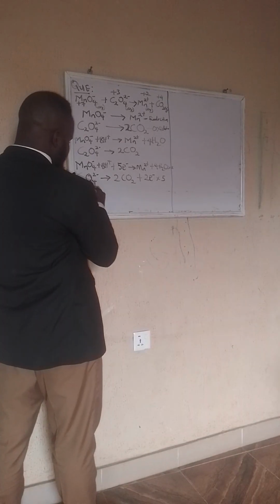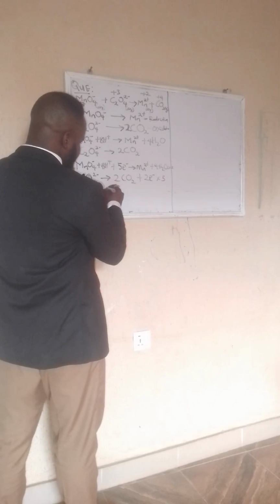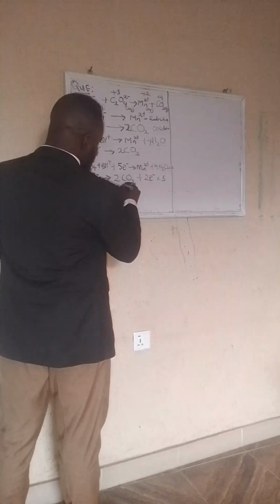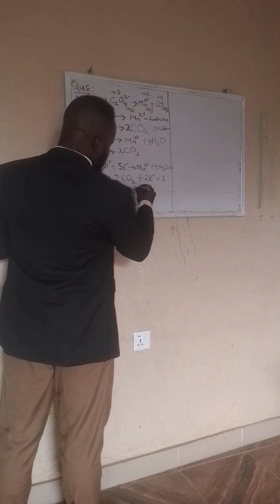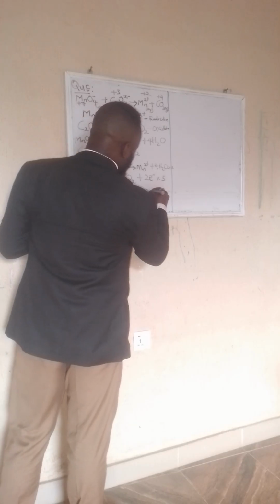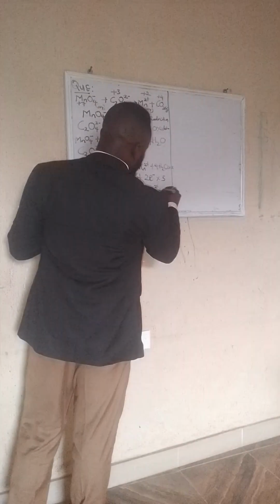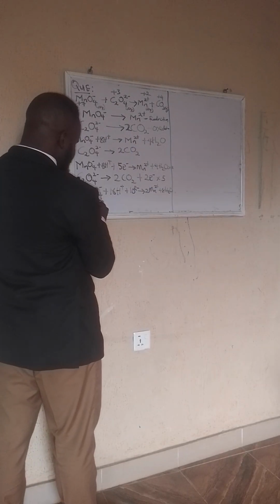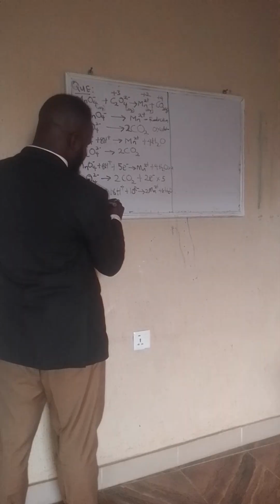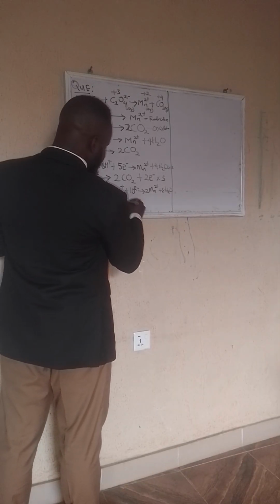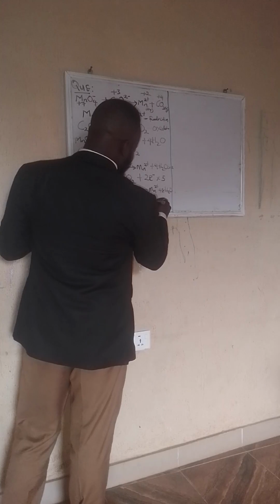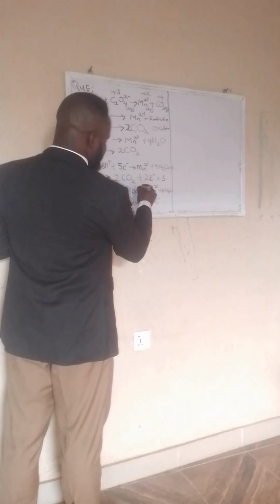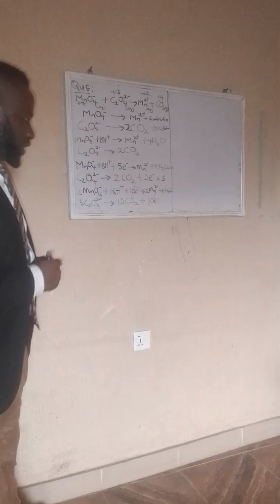So we have 2MnO4 minus plus 8 times 2 is 16H plus plus 10 electrons, to give 2Mn2 plus plus 8H2O. And 5 is multiplying this. We have 5C2O4 2 minus to give 10CO2 plus 10 e minus. So that way, the electrons are going to strike out. They will cancel one another.